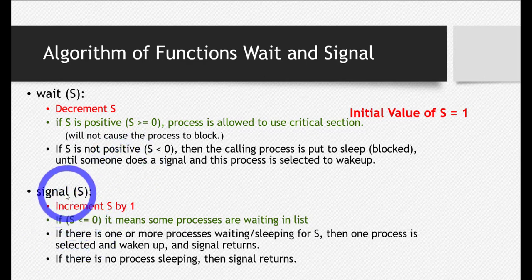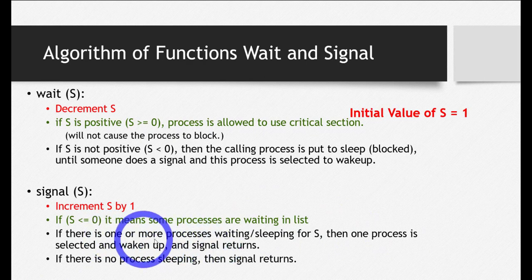Okay, what happens in the signal function? So signal function increments the semaphore variable by 1. And then after incrementing, it checks whether the semaphore is negative or equals to 0. If it is, it means that there is some process waiting in the queue. So if there are some processes waiting in the queue, one process is selected and is woken up, and then the signal returns.